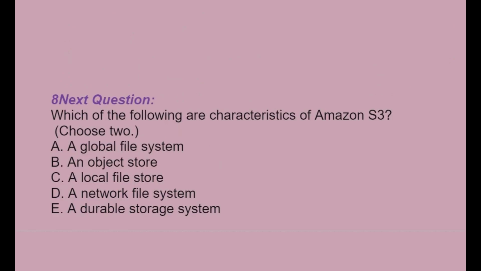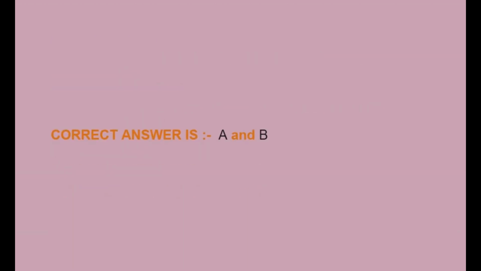Question is which of the following are characteristics of Amazon S3? Choose two options. Option A, a global file system. Option B, an object store. Option C, a local file store. Option D, a network file system. Option E, a durable storage system. Correct answer is option A and option B.